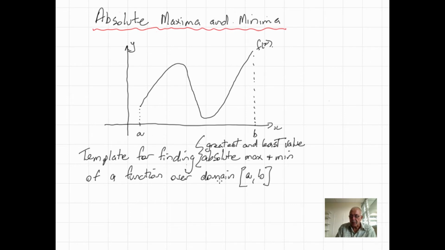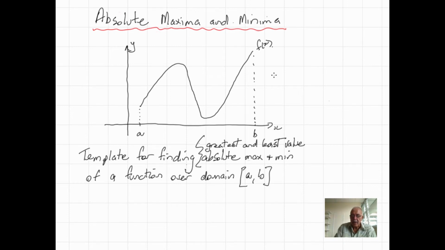We'll now go through a little template as to the way you can remember to do this evaluation of finding absolute maximum and absolute minimum. Another way of saying it is the greatest and least value. So we want to know the biggest value this function is going to take and the least value it's going to take over the domain a and b.